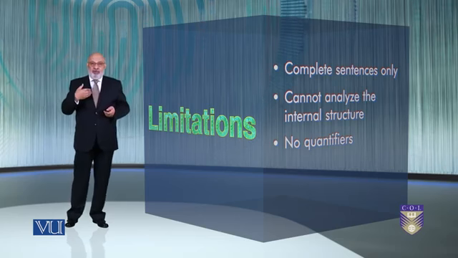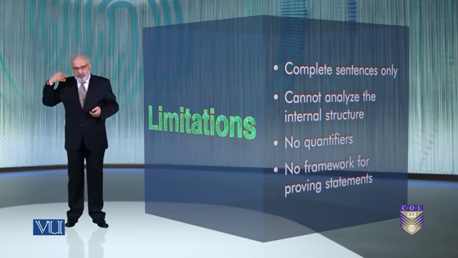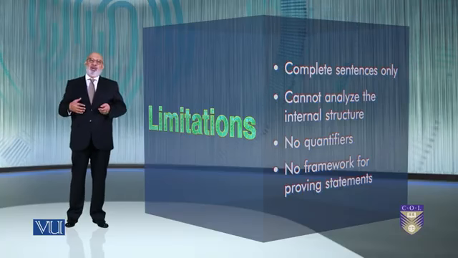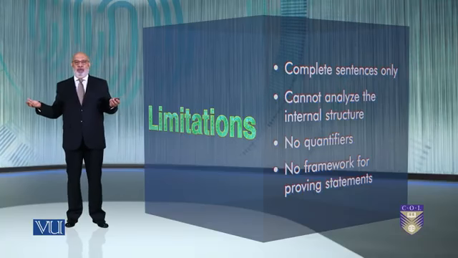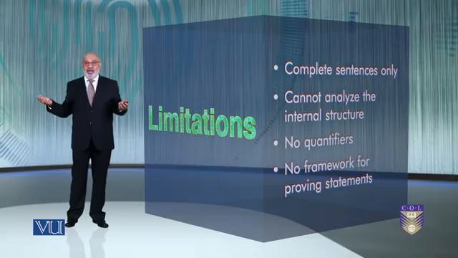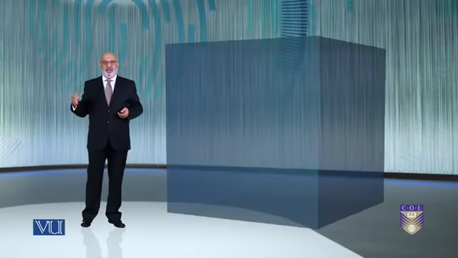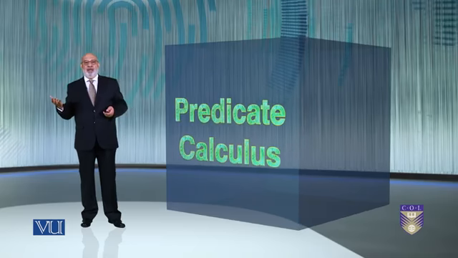So it doesn't provide a framework for proving statements like all humans are mortal or all women are humans, okay? There are no connections or logical derivatives that we can use to actually come to these conclusions. So this is a limitation of this representation power. Then the extension of this is called propositional logic, which is predicate calculus, okay?